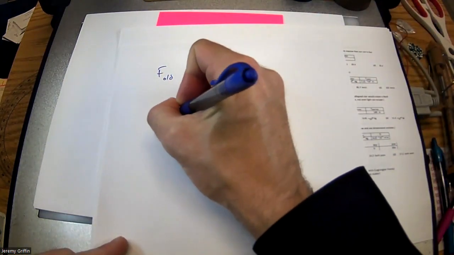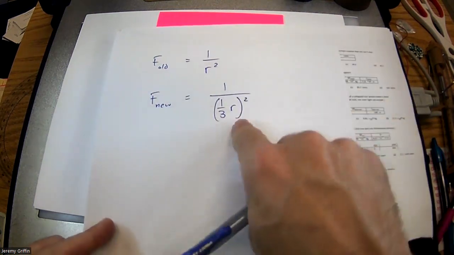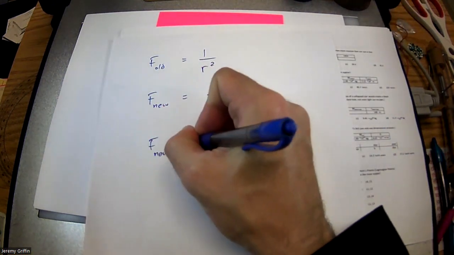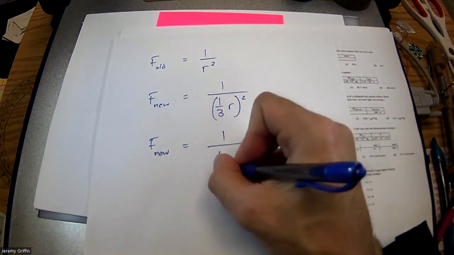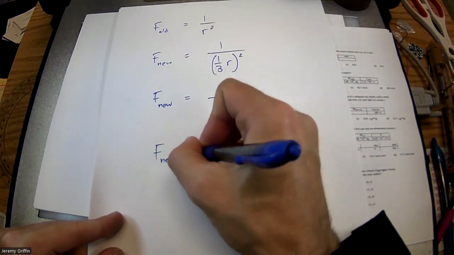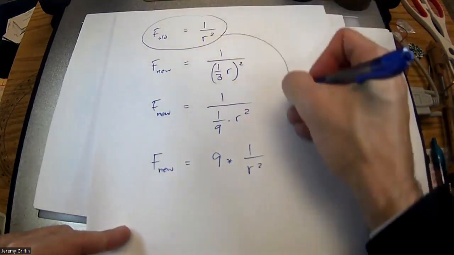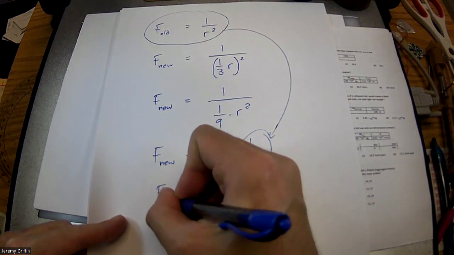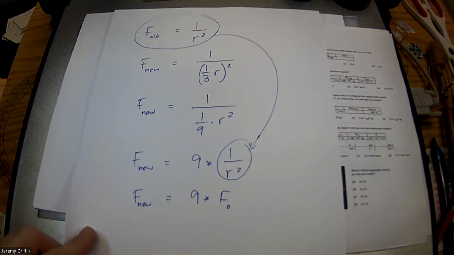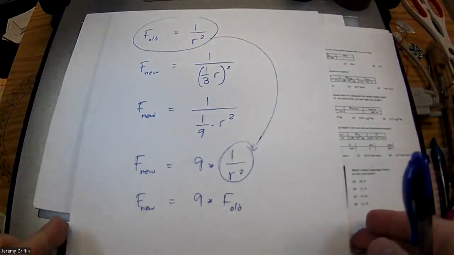Then the new force would be, it shrinks to 1/3 of its former distance, right? There's 1/3 of the original distance, and that's all being squared, which is like 1 over 1/9 R squared. 1 divided by 1/9 is 9. So this is 9 times 1 over R squared, and 1 over R squared was the original force. So the new force is 9 times the old force. That's it. So 1/3 of the distance is 9 times the force.